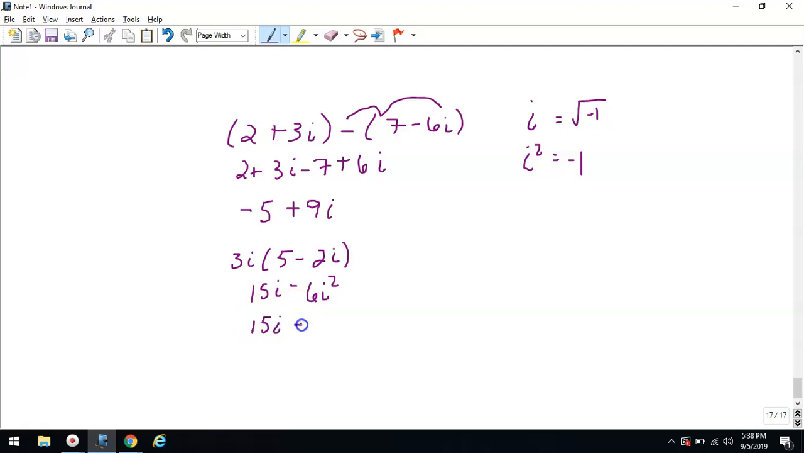So this is 15i minus 6 times -1. I almost wrote i there. So it's really 15i, and this is -6, okay? Minus a -6 is plus 6, but to norm things out, we like to write it as 6 plus 15i.